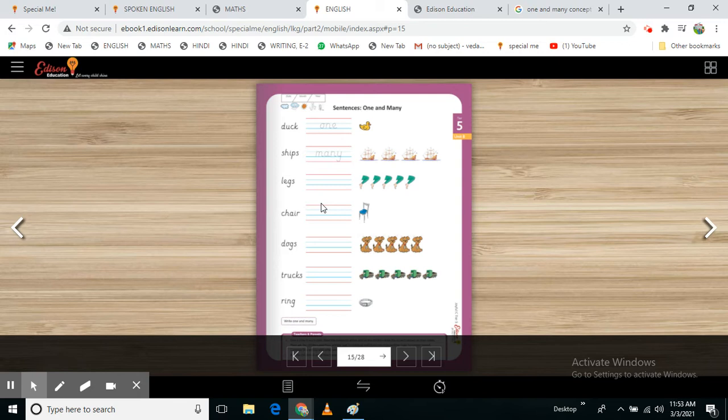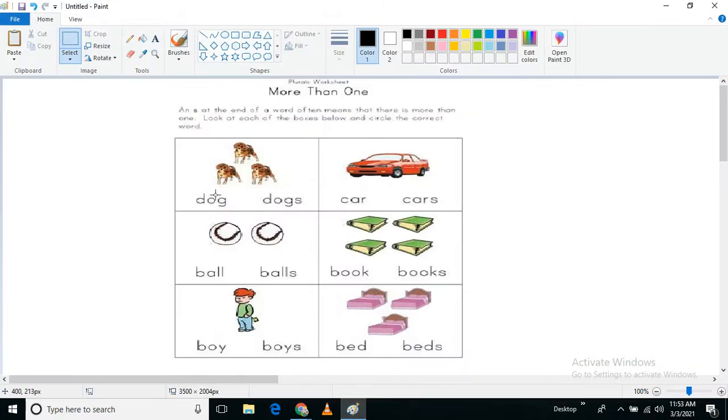Right. So students, you have to do some activities regarding the concept of one and many, right? And parents, you can make some worksheets for your child regarding the concept of one and many, and let the child write down one to many objects. Okay, let's see one worksheet like this.